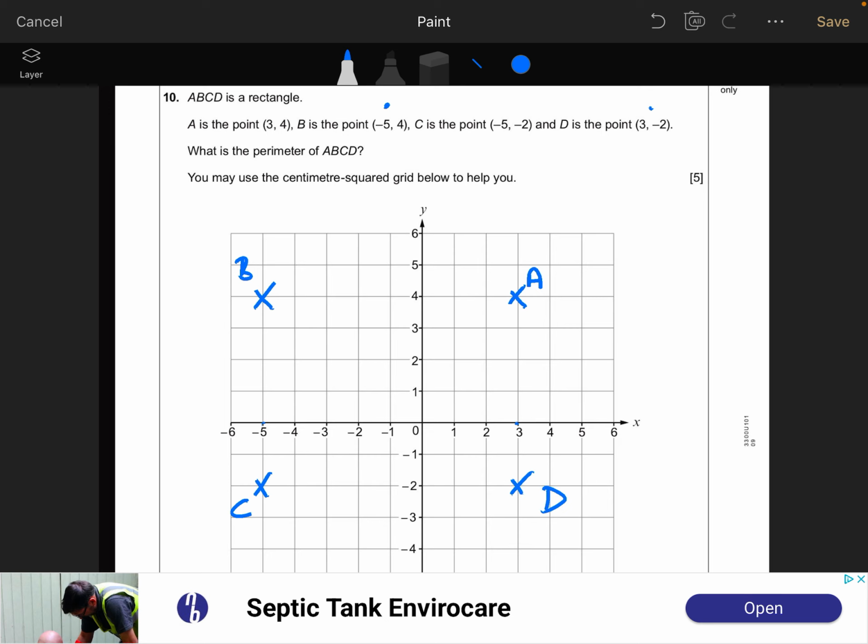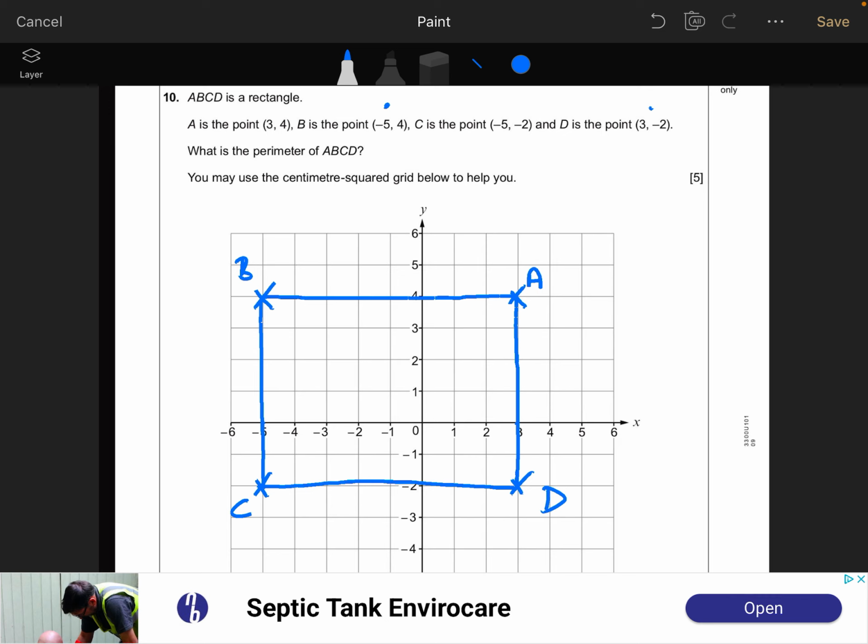And looking at it, it looks like a rectangle. I can join up the sides. You might want to do that with a ruler, because my drawing is a little bit wobbly, but it will suffice. Okay, so it wants us to now work out the perimeter. That's the distance all the way around the outside of ABCD.